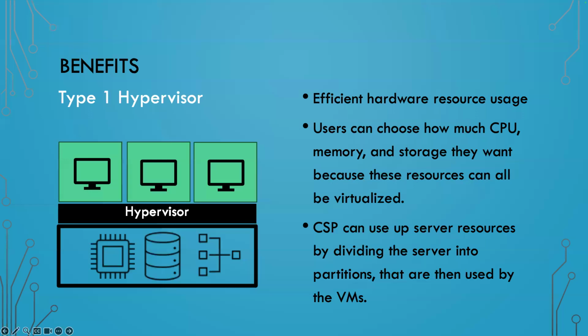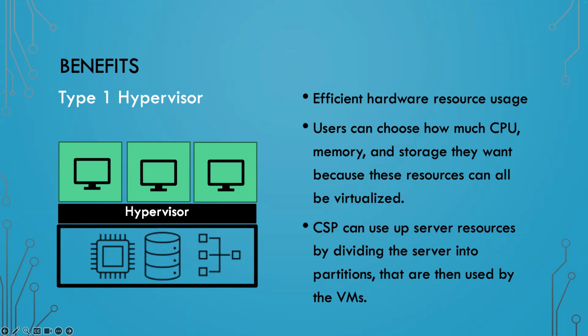Okay, so why do we use this type 1 hypervisor? It's going to let you have really efficient hardware usage, right? So if I'm DigitalOcean and I have maybe a rack of 10 servers and they all have 128 CPUs apiece or whatever it is, I can basically have my customers just grab the little piece that they need. I can use my server hardware really, really efficiently and effectively that way. And you as the user get to choose how much CPU, memory, and storage you want, because all of those resources can be virtualized, and we can allocate them from any of the servers in our 10 rack.